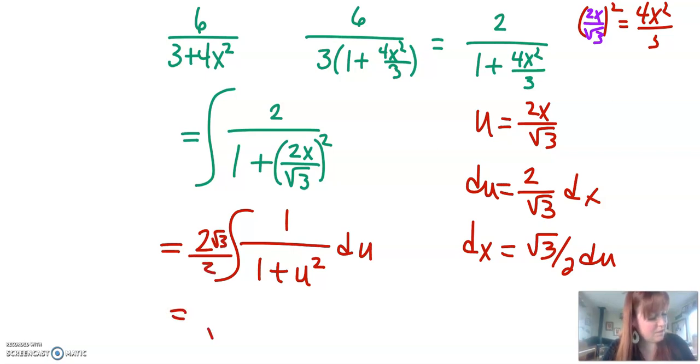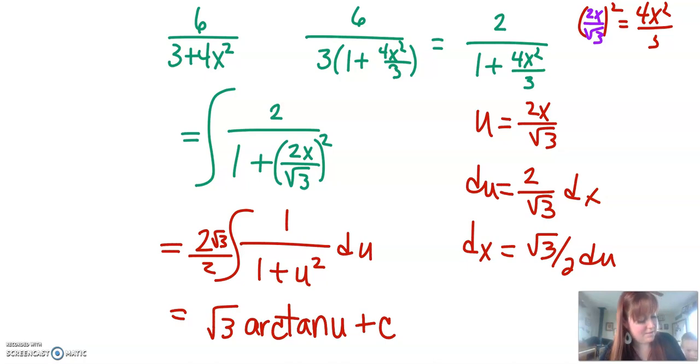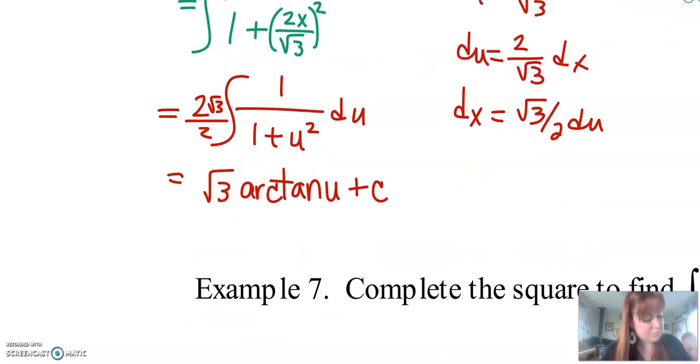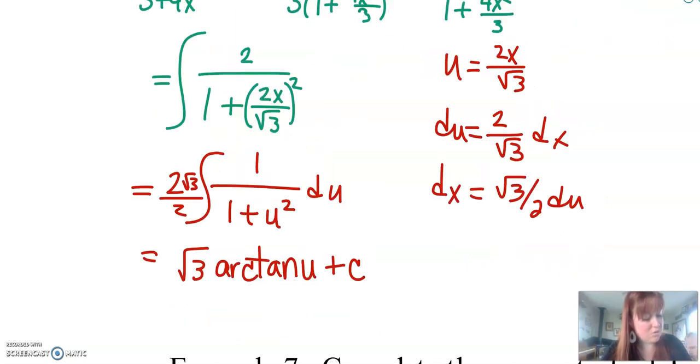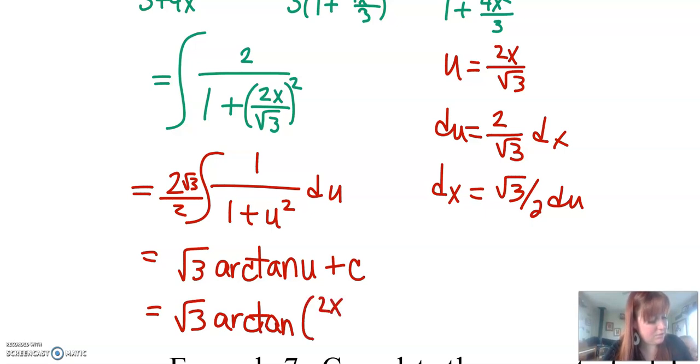Okay, so we end up with root 3 times the integral of that, which we know, what's the integral of 1 over 1 plus u squared? Well, that's arctan. So we can write arctan of u plus c, okay? And then what was u? Well, u was 2x over root 3, so this equals root 3 arctan of 2x over root 3 plus c.